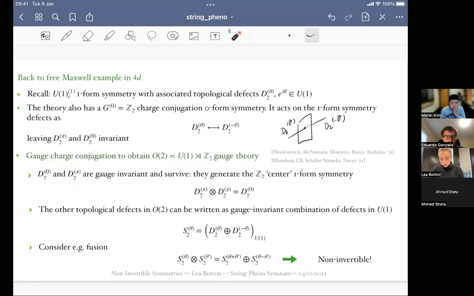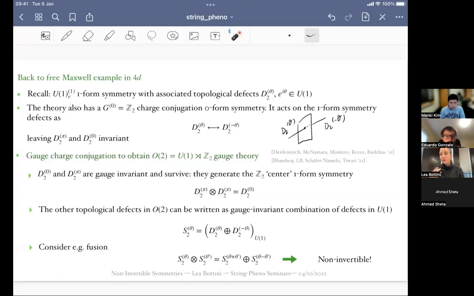Notice that D2(π) satisfies the Z2 fusion rules. If you take D2(π) times D2(π), you get D2(2π), which is just the identity. So D2(π) generates a Z2 one-form symmetry. This is expected because, remember that I told you that every theory with gauge group G has a one-form symmetry given by the center. And indeed, O(2) has a Z2 center. So we expected topological operators generating a Z2 symmetry.